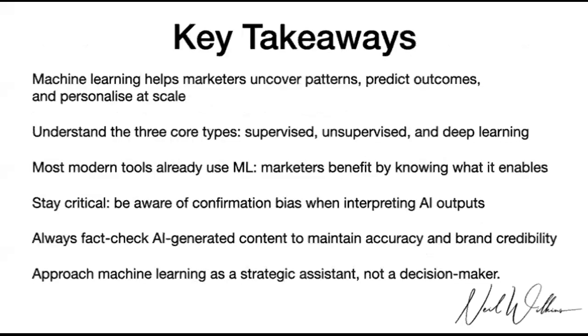So the key takeaways as we've been trying to uncover this concept of machine learning, what it is in its 3 forms, hopefully you know those now, supervised, unsupervised, and the deep learning that it's doing to become a bit more intuitive and a little more human-like, is that it is helping us as marketers to uncover patterns, predict outcomes, and generally personalize our customer experiences at scale.